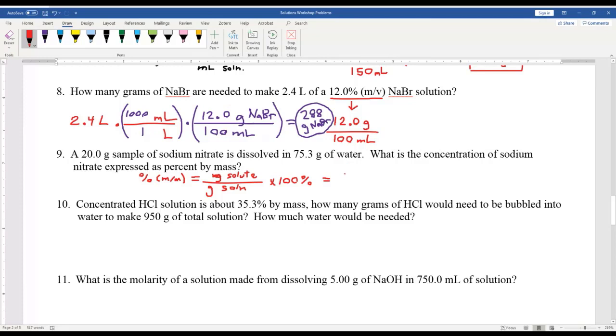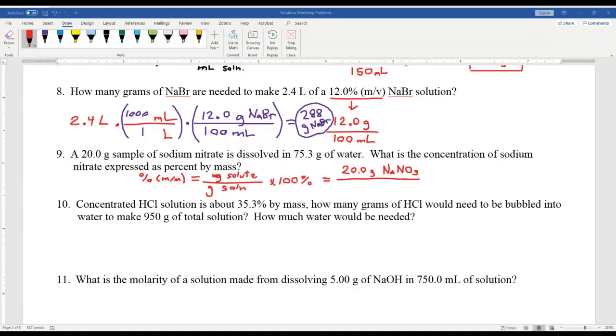So what's the solution then? How many grams of solution do we have? What do I put on the bottom? No, not 75.3. Why is it not 75.3? It feels like that's what it should be. It seems like that's what would make sense. It says grams of solution. Is 75.3 the grams of solution?